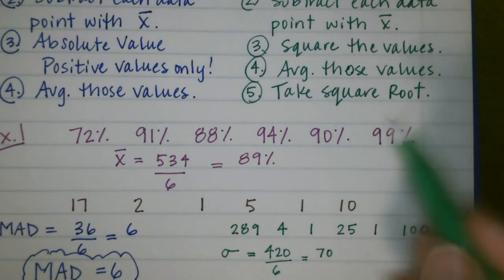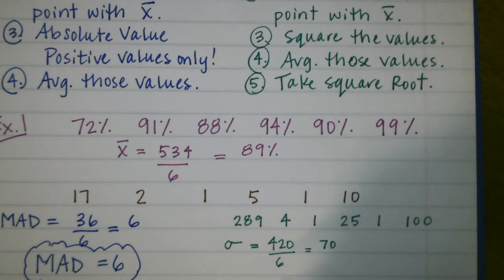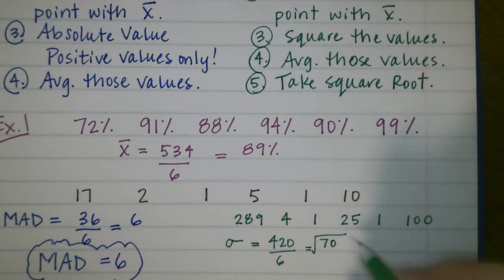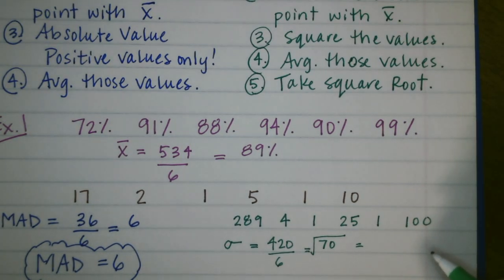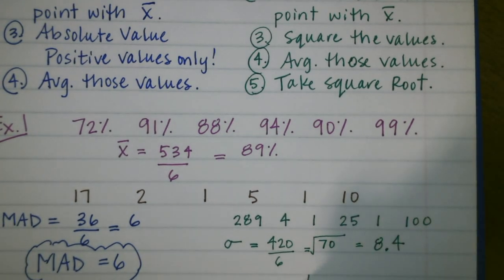All right, so now to get the standard deviation, we want to take the square root of 70. Square root of 70, we get 8.36. So we'll say 8.4. So our standard deviation is 8.4.